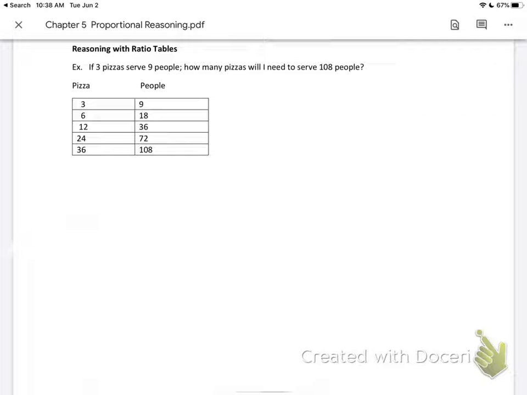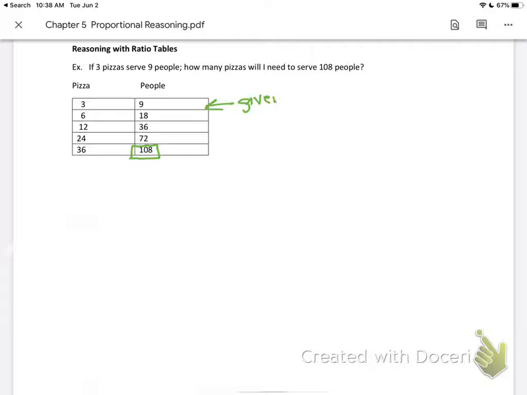Ratio tables are another nice way to demonstrate your reasoning. I filled this one all out. For example, if 3 pizzas serve 9 people, how many pizzas will I need to serve 108? All the way down here is your goal. This is the given right here.